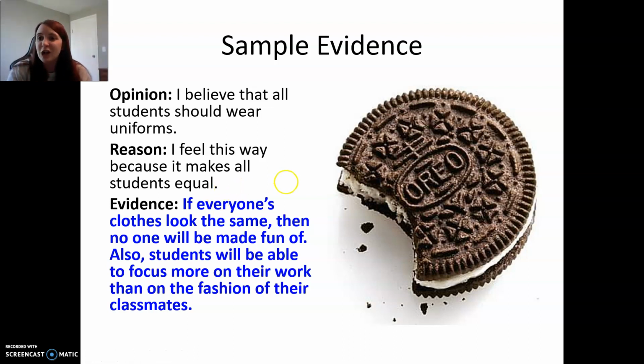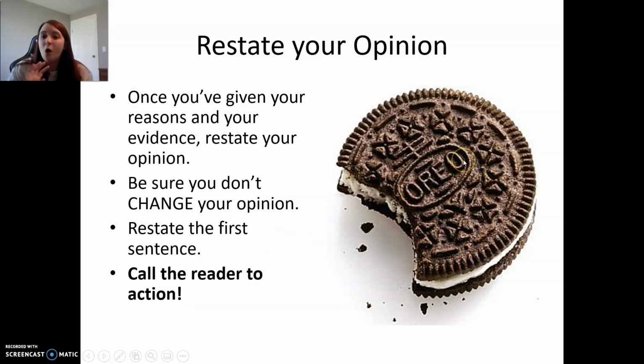Now we have to finish our opinion piece with restating our opinion. All we have to do is rewrite the first sentence over again. Now you don't want to change your opinion. So if I'm writing my opinion and this entire time I'm talking about how I really want kids to wear uniforms, my last sentence can't be, "And that is why I don't think kids should wear uniforms." Because that completely changed my entire argument. You have to keep your opinion the same all the way through.